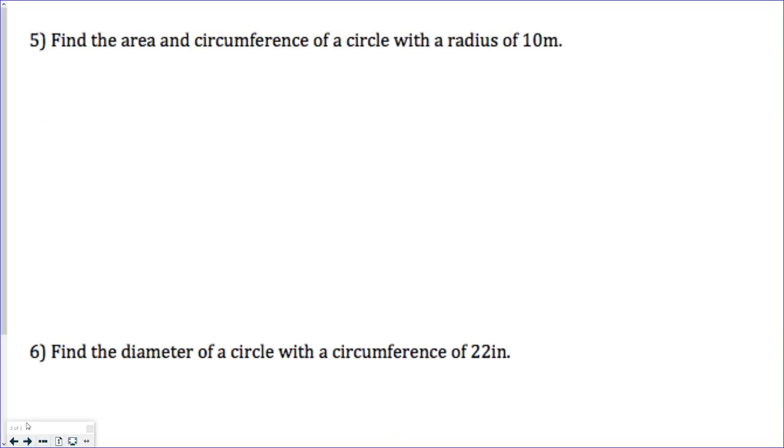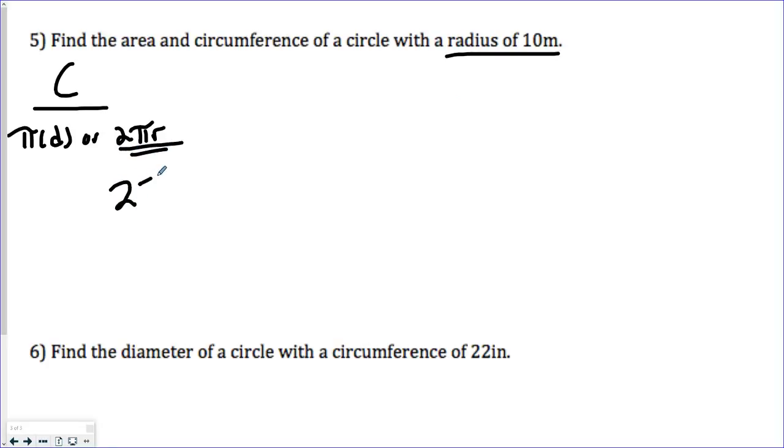And the last ones are just about basic circle stuff. So find the circumference and area of a circle with a radius of 10. So again, to get the circumference, you have two options: pi times diameter, or 2 times pi times radius. Now, since we're given the radius, not the diameter, I'm going to go with this one. So 2 times pi times 10.